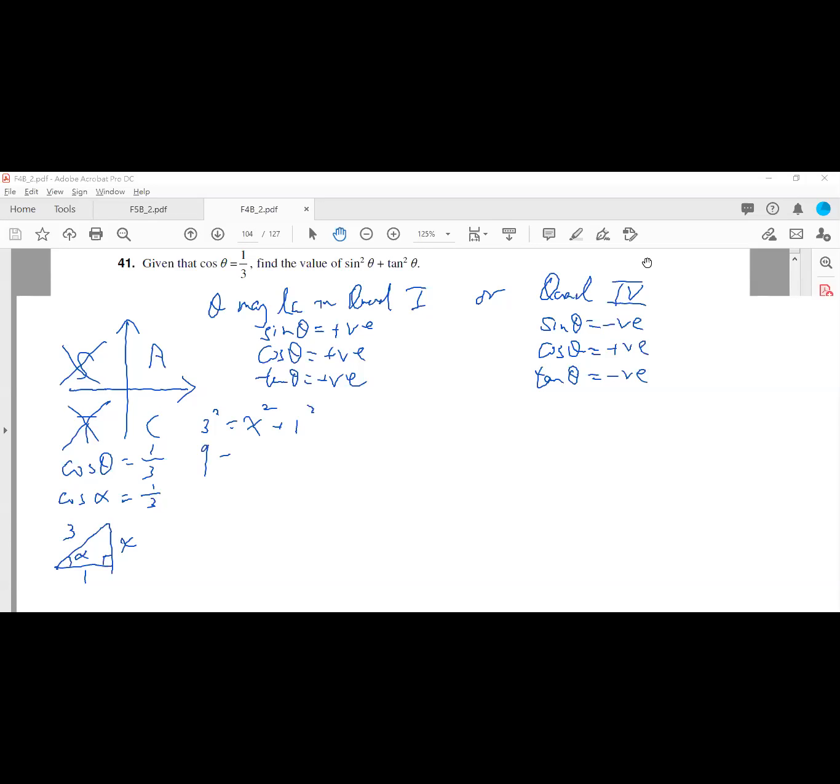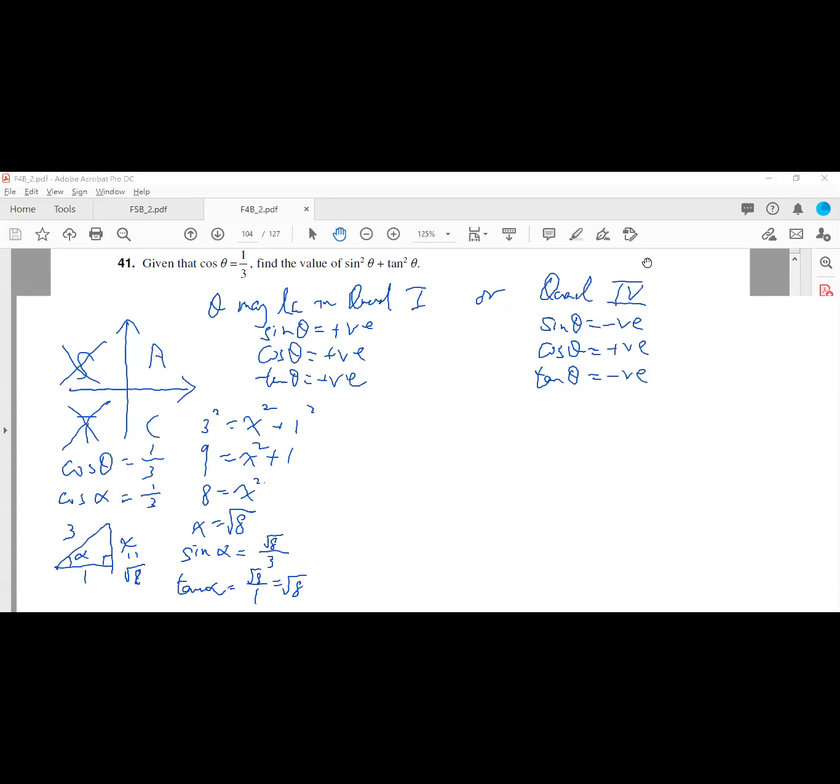So 9 is equal to x squared plus 1. 8 is equal to x squared. So x is equal to square root of 8. This is not a nice number, so we do not use the calculator to find the long decimal number. Just leave x to be square root 8. So sine alpha is equal to square root of 8/3, and tangent alpha will be square root of 8/1, that is square root of 8.